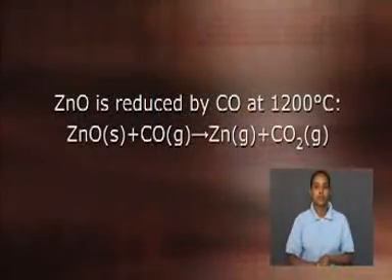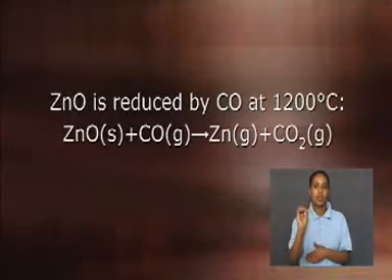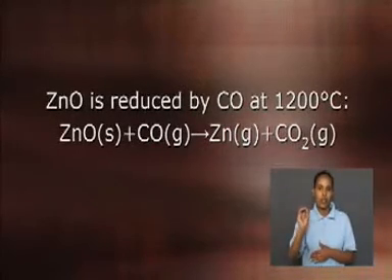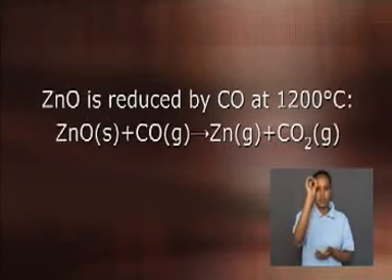This can be done using two different processes. In the first process, zinc oxide is reduced by carbon monoxide at 1,200 degrees Celsius. In the second process, zinc blend is heated in air at a low temperature. This produces zinc oxide and zinc sulfate, which are both dissolved in sulfuric acid. Zinc dust is added to precipitate cadmium. And then the zinc sulfate solution is electrolyzed to produce pure zinc.